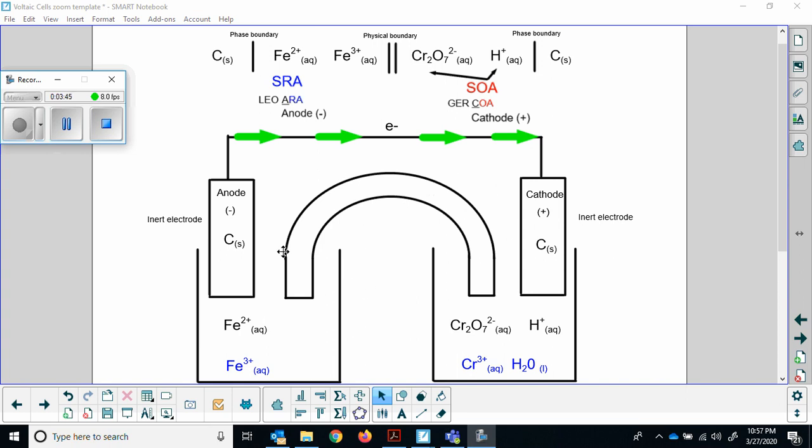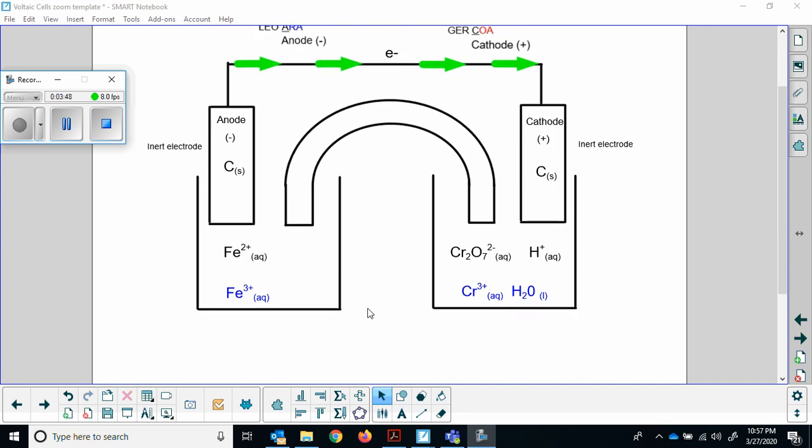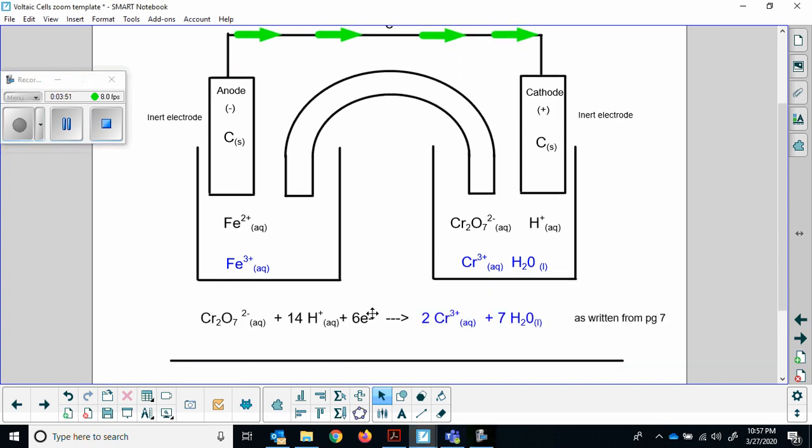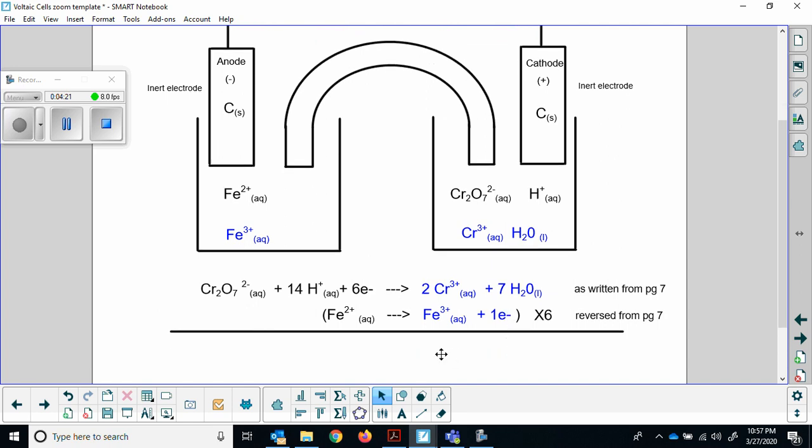To represent what's happening in the diagrams, we can write our half reactions. The cathode is undergoing a reduction. The anode is undergoing an oxidation. The reduction half reaction is as written from page 7. The oxidation half reaction is reversed from page 7. Note that we need to balance the number of electrons gained to the number of electrons lost. Our final redox reaction is as follows.